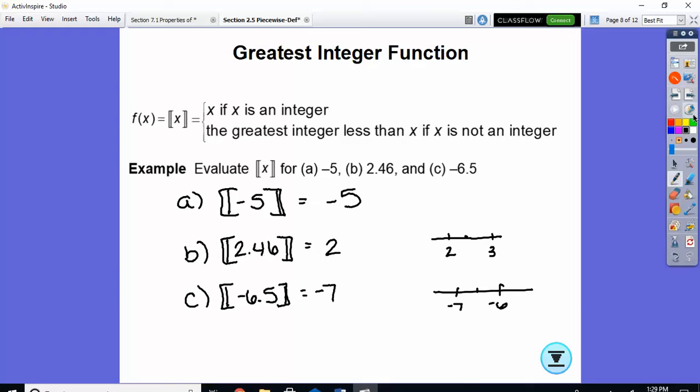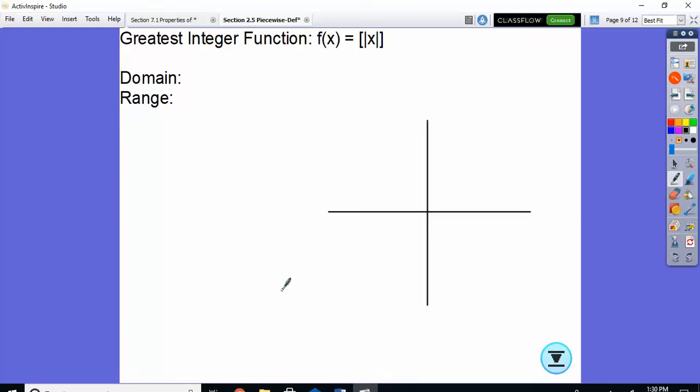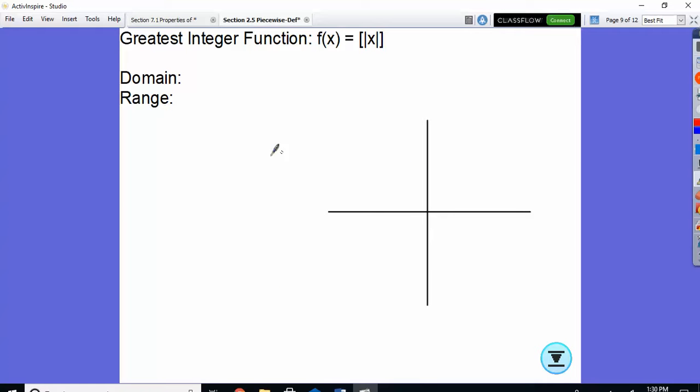So the graph of this, we're going to graph the regular one first, and then we will look at a few more to practice. So the strategy with the greatest integer function is to make a T-chart. Unlike a lot of our functions, you are going to want to put in some decimals here because the greatest integer function rounds those decimals.